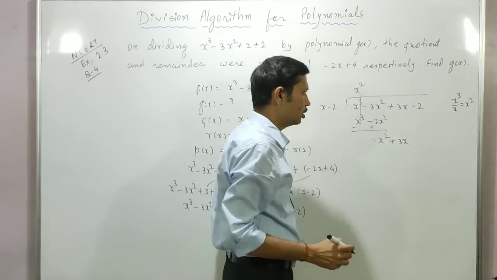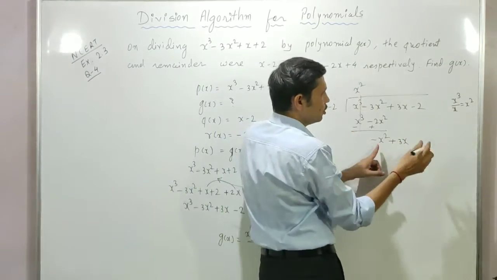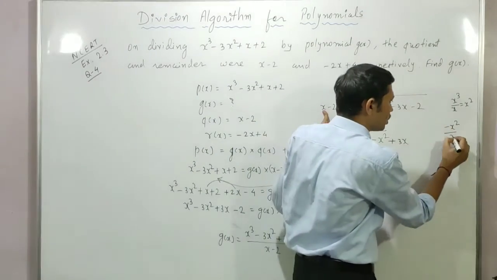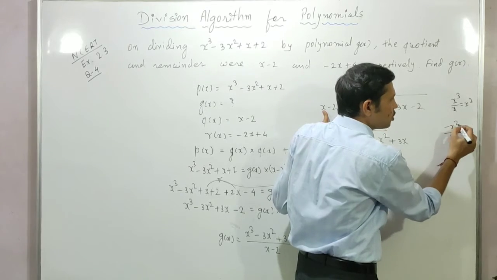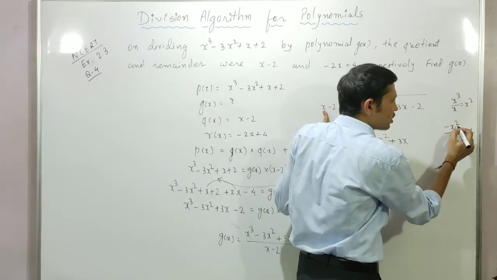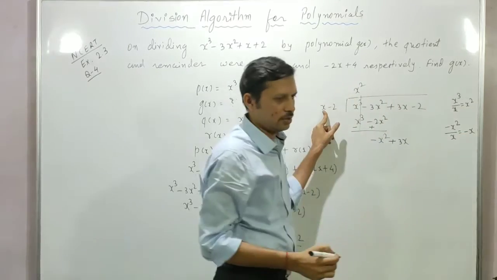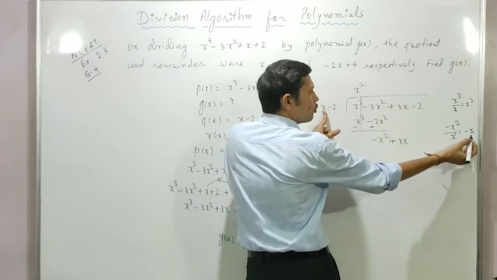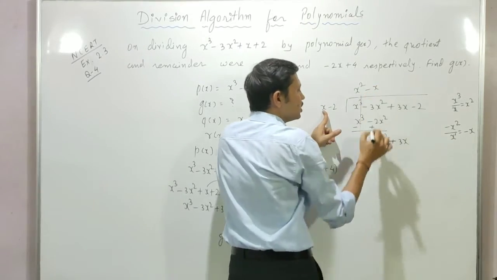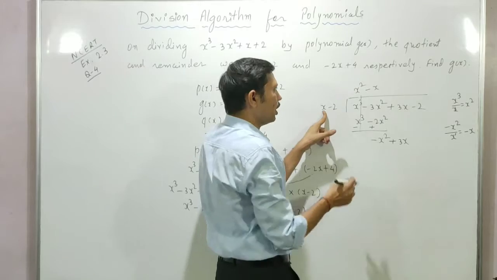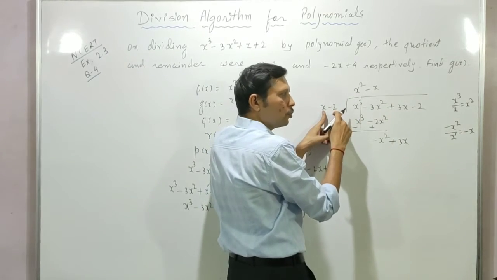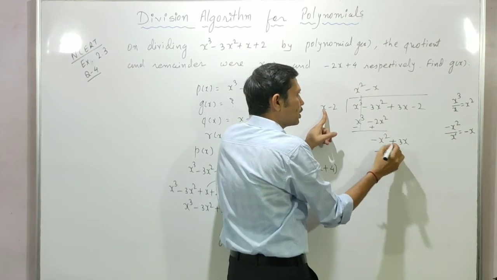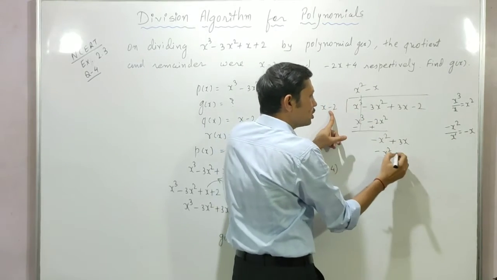It's plus 3x. Now the second term of the quotient. For that, the first term of the dividend should be divided by the first term of the divisor. X square when I divide by x, the remaining is only 1x. Okay, and the sign is minus. From the 2, 1 power will be subtracted. So 1 power left. So minus x, that is the second term of our quotient. And now minus x should be multiplied with both these terms. So minus x multiplied with x is minus x square, and minus x multiplied with minus 2 is plus 2x.